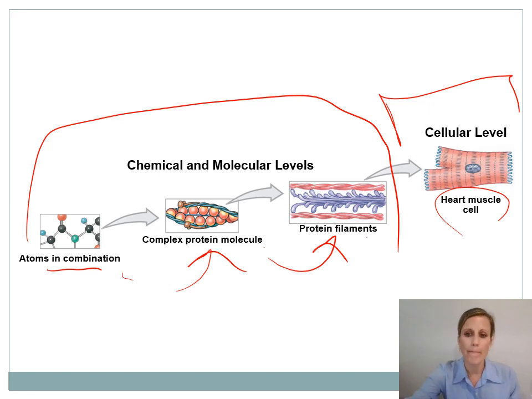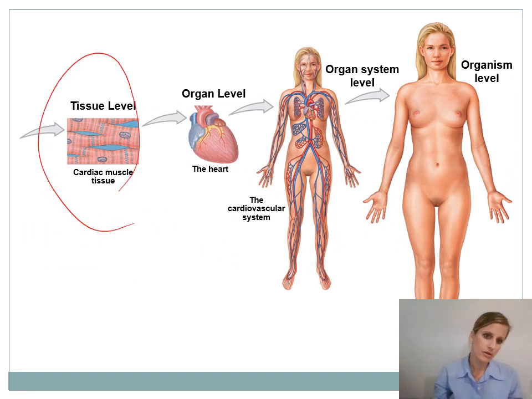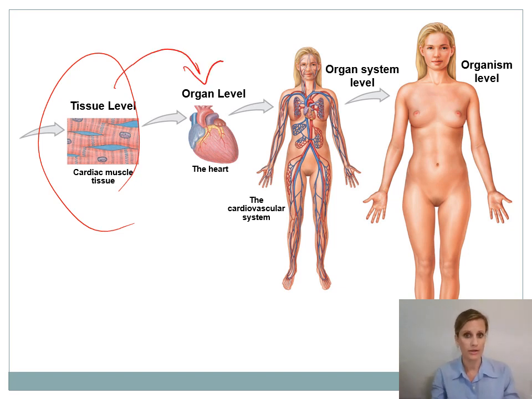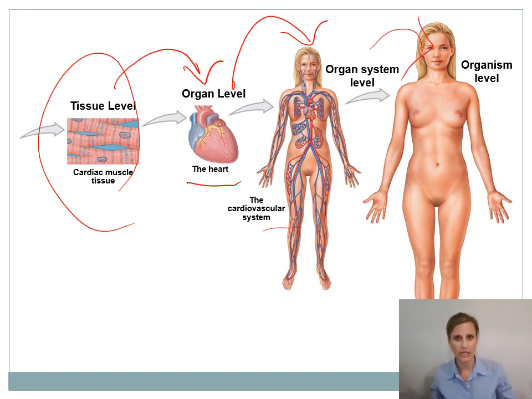Now, if we put a bunch of these heart muscle cells together, we're going to get tissue. And that's what you see here, right? Cardiac muscle tissue. We put multiple tissues together and we get an organ, in this case, the heart. We put multiple organs together and we get an organ system, right? In this case, it's the cardiovascular system with the heart and the blood vessels and the blood. And then eventually we put all of the organ systems together and we get the human, right? The organism.